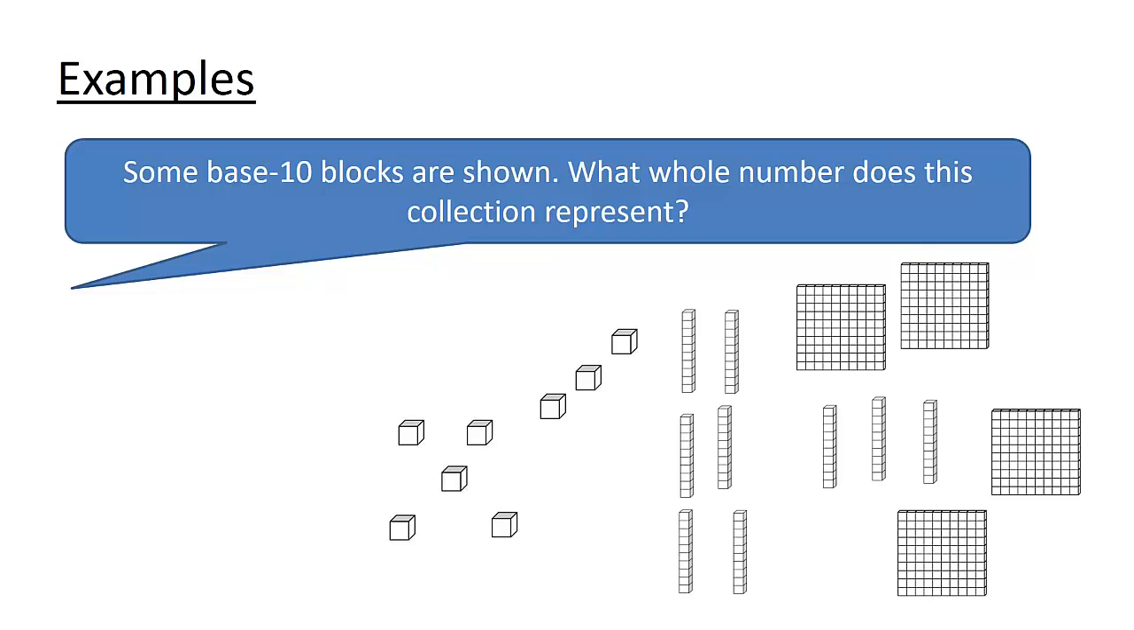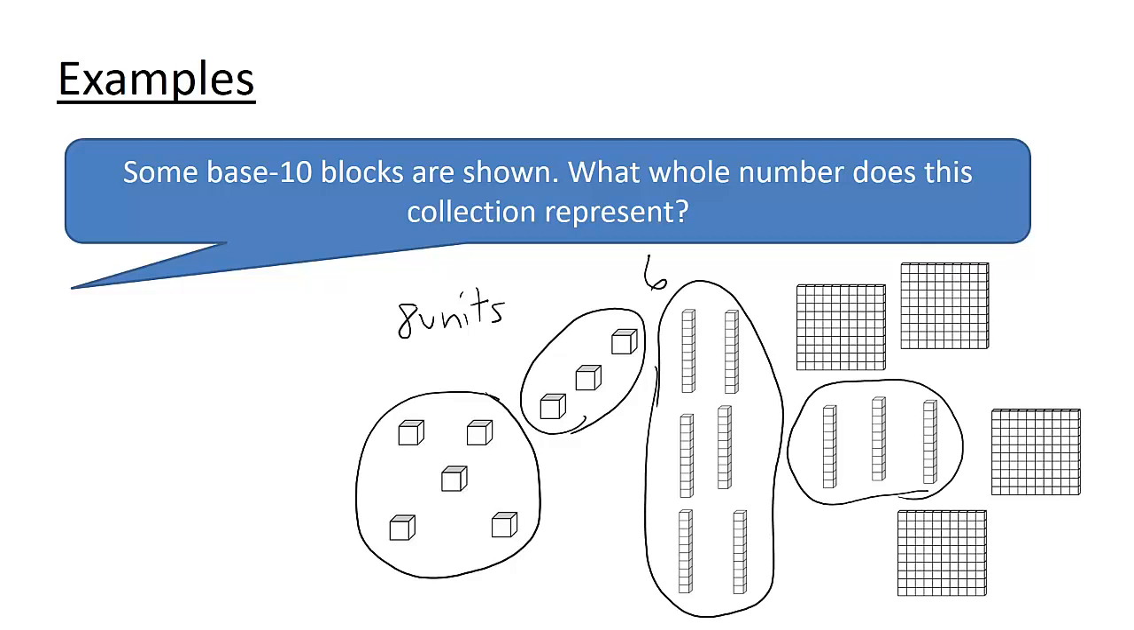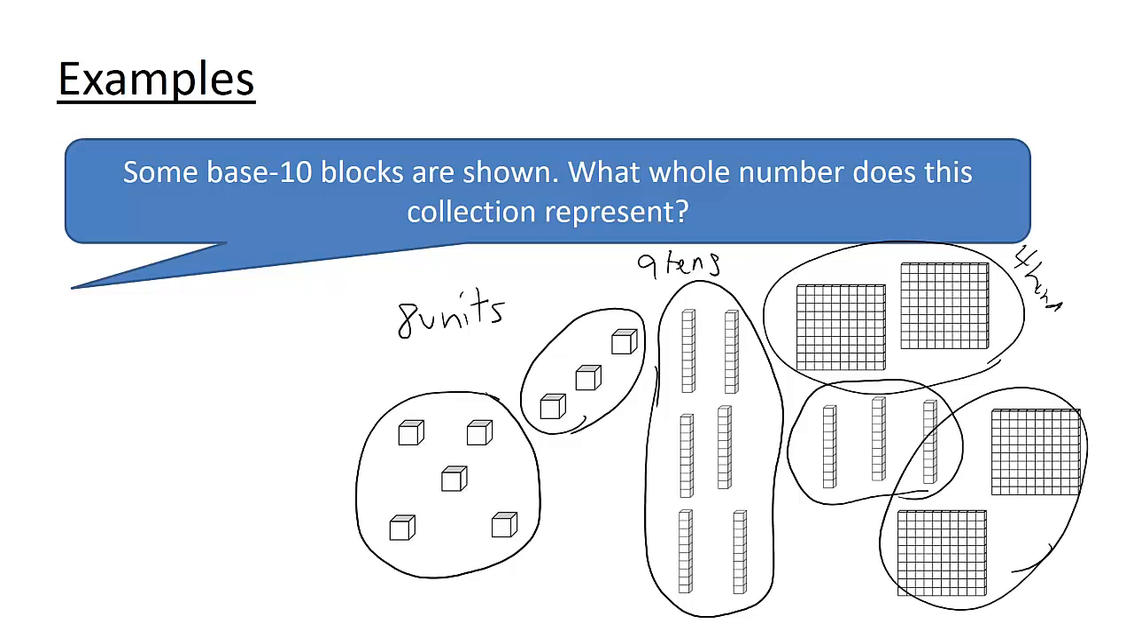Let's say we have some base 10 blocks, and they're shown here below. What whole number does this collection of base 10 blocks represent? Well, we could go through and count. So I see 5 units here and 3 more, so I see 8 units altogether, or 8 singles. I have 6 and 3, which is 9 tens. And I have 2 and 2 for 4 hundreds. So putting it all together, we have 4 hundreds, 9 tens, and 8 units. Our whole number is 498.